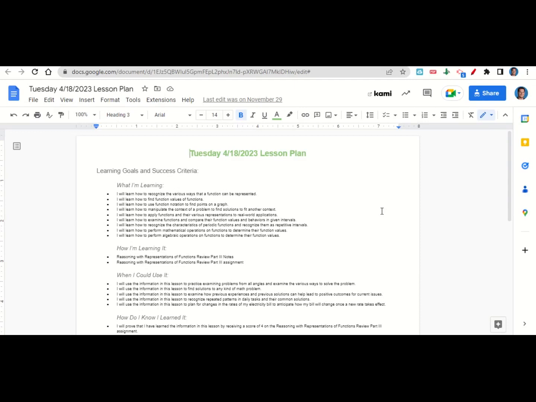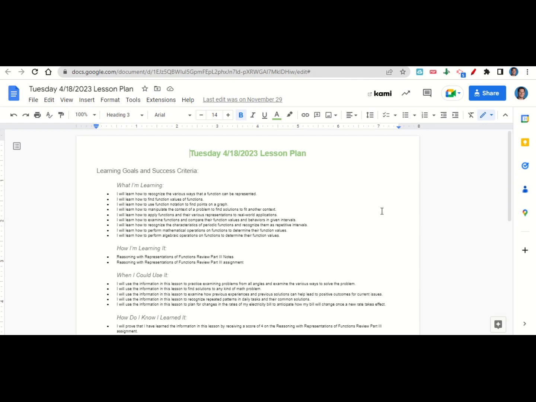First, what are we learning? We're learning how to recognize the various ways that a function can be represented, how to find function values of functions, how to use function notation to find points on a graph, how to manipulate the context of a problem and find solutions to fit another context, to apply functions and their various representations to real-world applications, to examine functions and compare their function values and behaviors in given intervals, to recognize the characteristics of periodic functions and recognize them as repetitive intervals, to perform mathematical operations on functions to determine their function values, and to perform algebraic operations on functions to determine their function values.